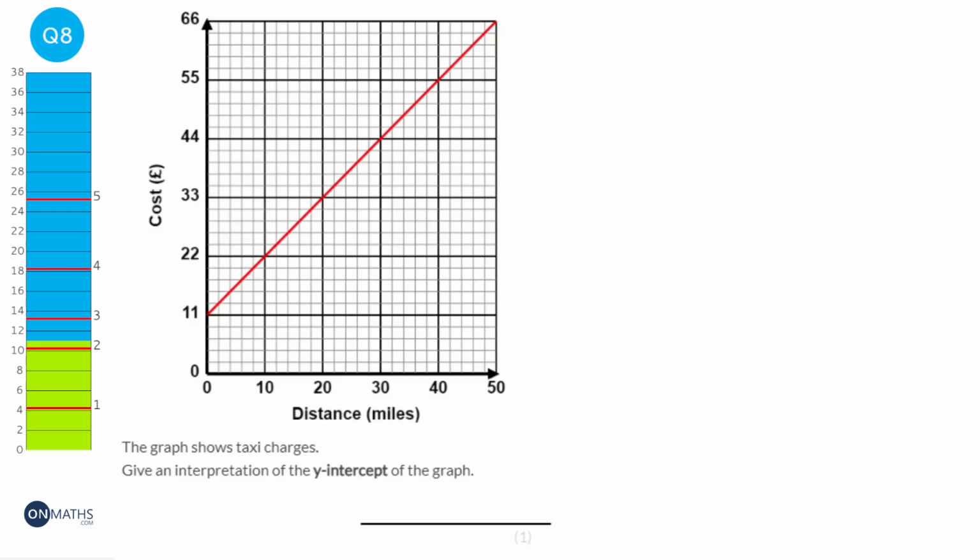We've got to first of all find out what the y-intercept is, and the y-intercept is just where our line hits the y-axis. So the y-intercept, which we sometimes can call C, is 11. Now, what's that 11? What units is it? Well, it's 11 pounds because our y-axis is in pounds. But what does that mean for the taxi company? Well, how many miles have been travelled on the y-axis? Well, 0. So at 0 miles, we've had to pay the taxi man or woman £11.